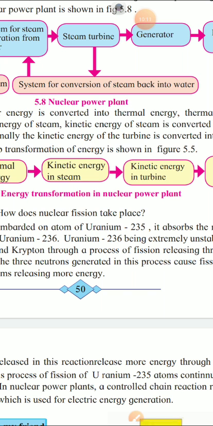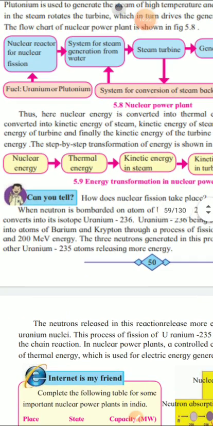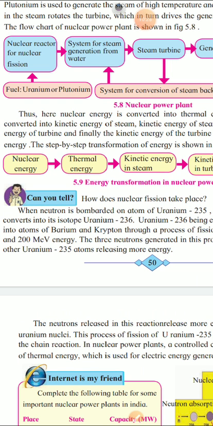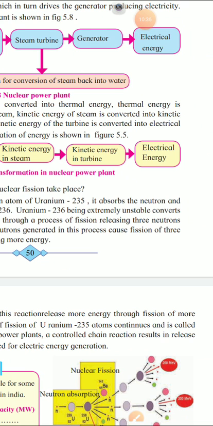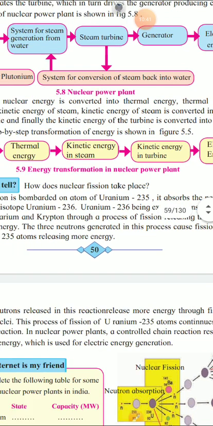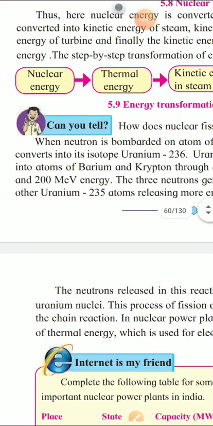Now let me come to the next topic. Here you can see that when a neutron is bombarded on an atom of uranium 235, it absorbs the neutron and converts into the isotope of uranium 236.